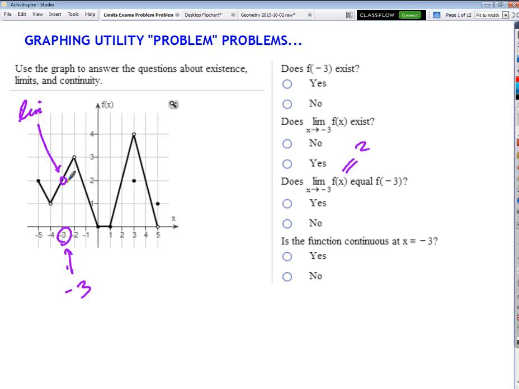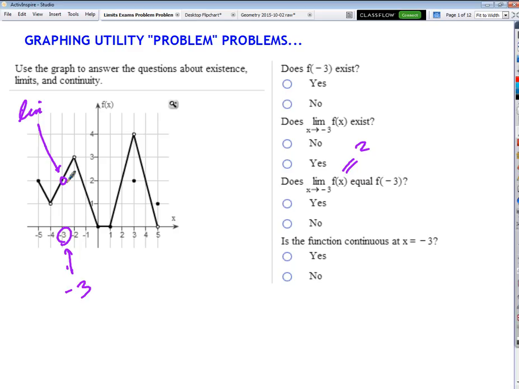But the limit, remember this, and this is the thing that people just automatically tend to forget about limits as they get away from them a little bit. The limit has nothing to do with what actually happens at -3. It's only what's predicted to happen at -3 based on the function, right?